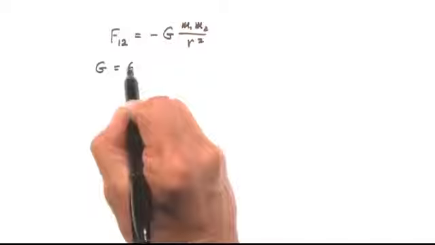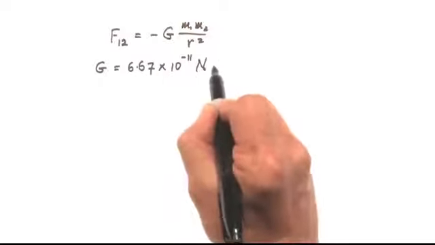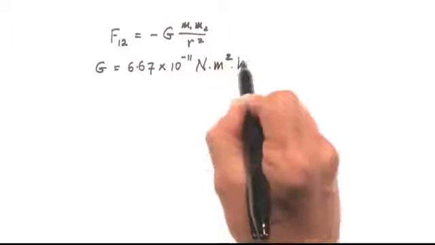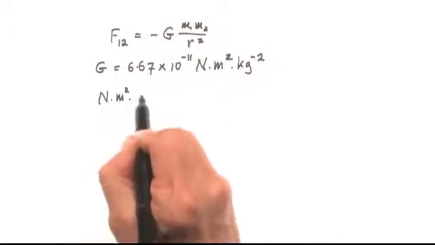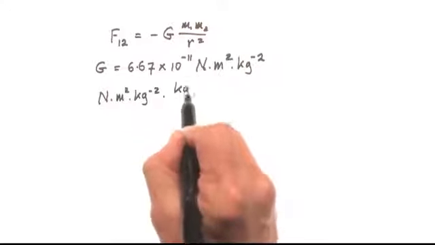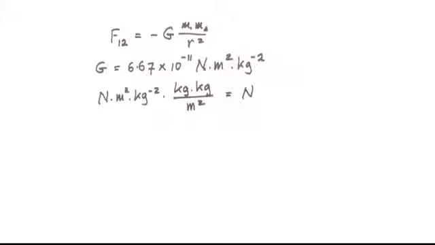Newton's constant, big G, turns out to be 6.67 by 10 to the minus 11 newton metres squared per kilogram per kilogram. Check those units. G times m1 m2 over r squared. Yes, newtons of course. Let's do a quiz to get a feel for the strength of gravity.